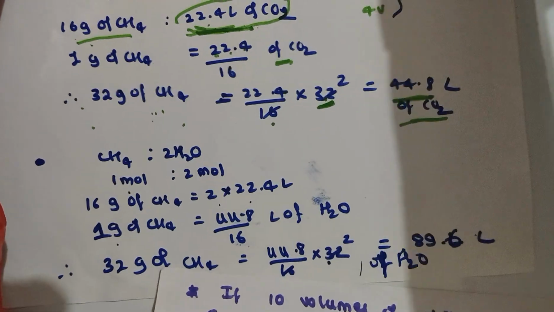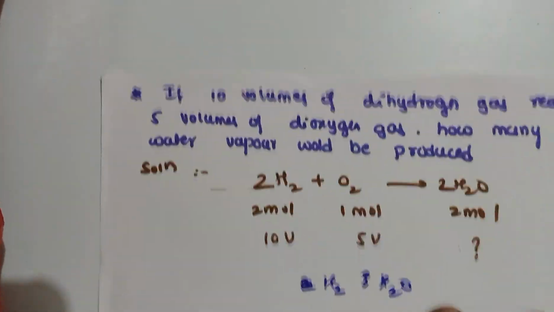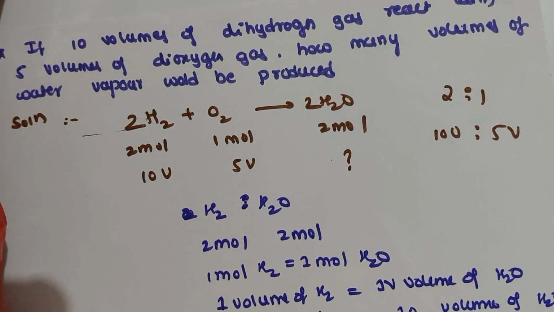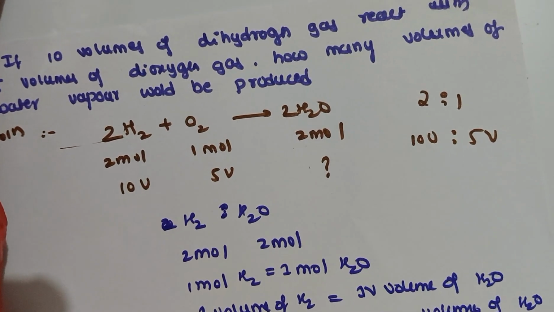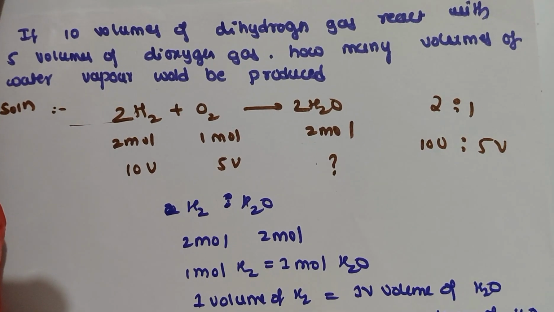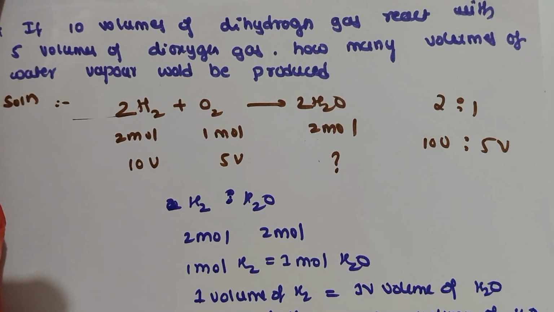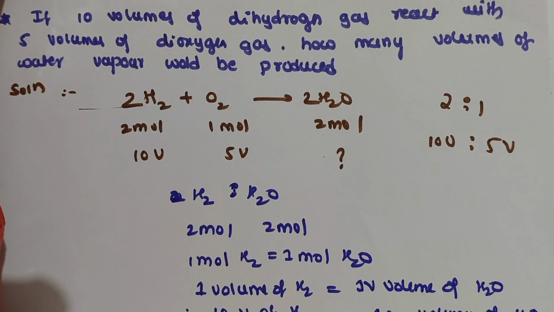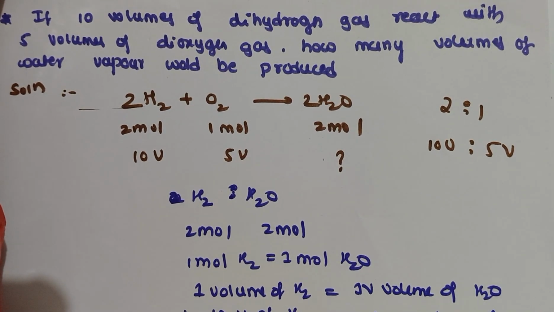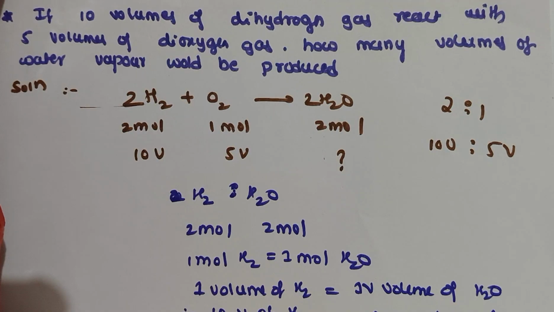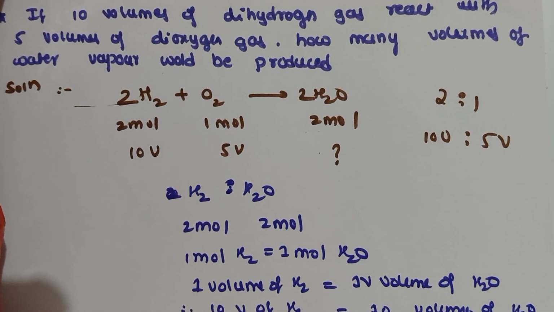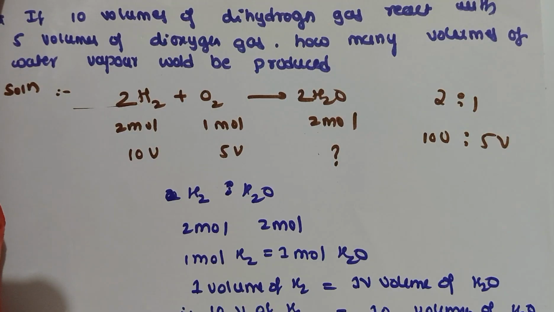Yes. Next we move towards one more numerical. If 10 volumes of dihydrogen gas react with 5 volumes of dioxygen gas, how many volumes of water vapor would be produced? What they given: 10 volumes of dihydrogen gas react with 5 volumes of dioxygen gas, how many volumes of water vapors are produced?